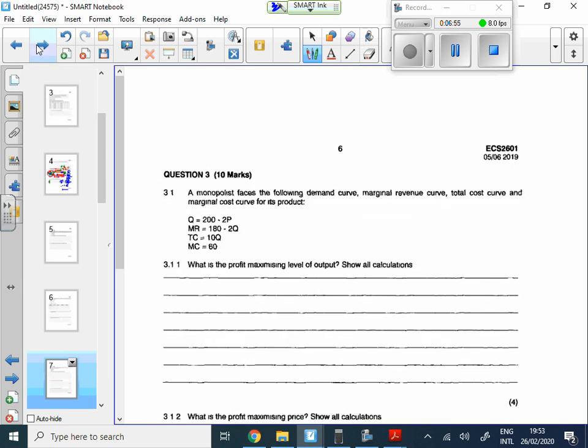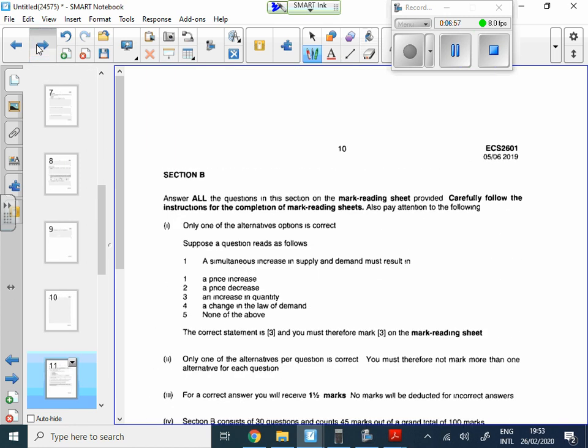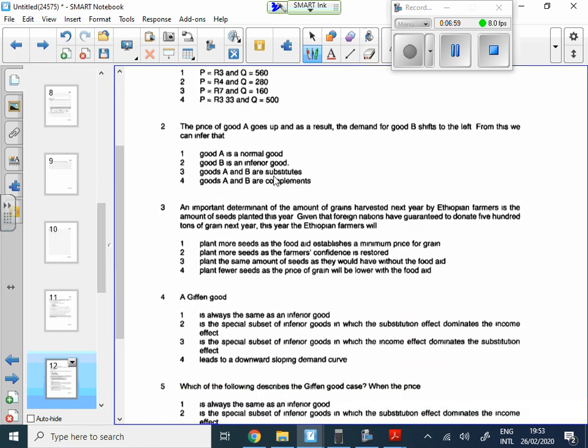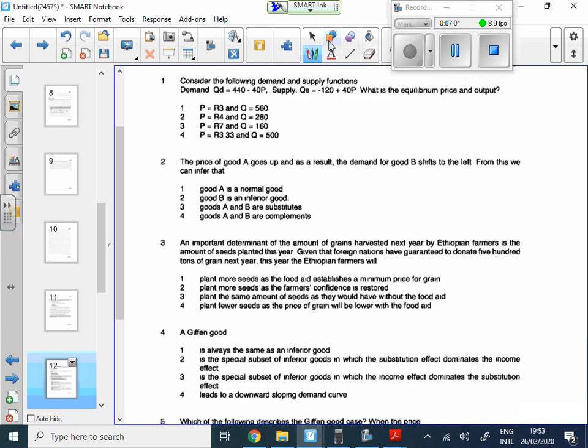Okay, so I'll go on. I want to quickly show you the multiple choice. Okay, that's demand. Now look at this one. It's not exactly what we are talking about, but it says something. If the price of good A goes up, and as a result the demand for good B shifts to the left, from this we can infer, are they normal, inferior, substitutes, or complements?